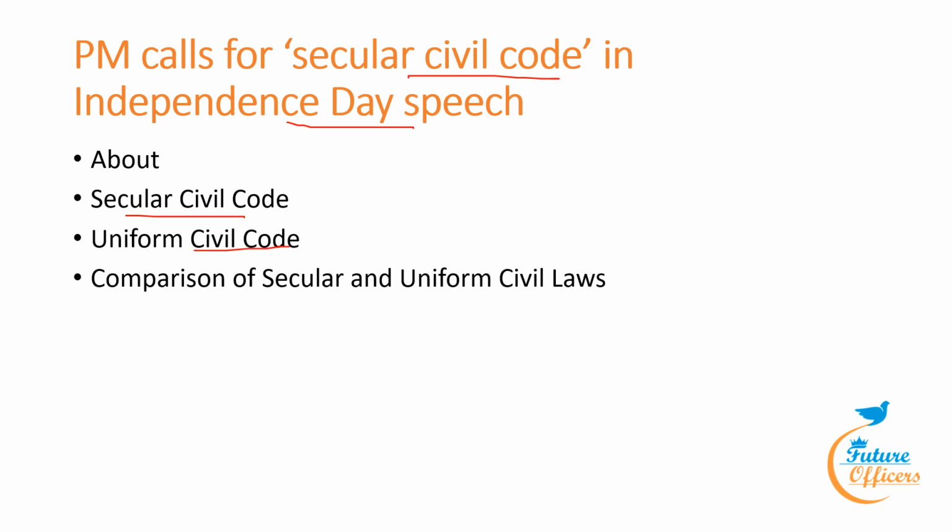Next, the Uniform Civil Code. The UCC proposes a common set of laws for all citizens, regardless of their religion, covering matters such as marriage, divorce, inheritance, succession, and adoption. The Uniform Civil Code is mentioned in Part 4 of the Constitution, which states that the government shall endeavor to secure for the citizens a uniform civil code throughout the territory of India. This Uniform Civil Code is a part of Directive Principles of State Policy, that is DPSP, which are not enforceable by law but are fundamental to the country's governance.